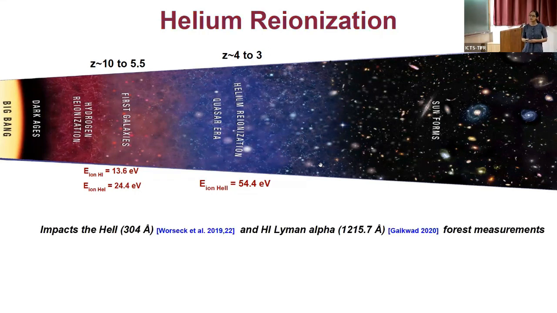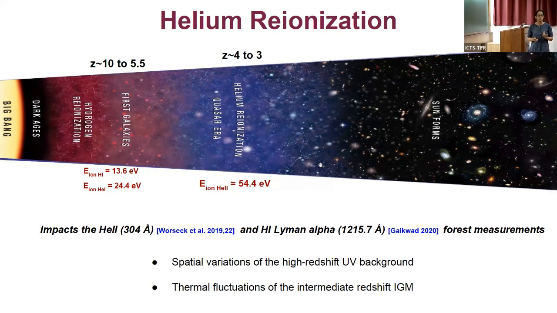When helium reionization happens, it ionizes the IGM and, due to photoheating, heats it. This impacts the He II Lyman alpha and the H I Lyman alpha forest lines, so one can get an indirect indication that helium reionization happened just by looking at these Lyman alpha forest lines. It is important to study because it impacts the spatial variations of the high-redshift UV background during this epoch, and it also determines the thermal fluctuations of the intermediate-redshift IGM.